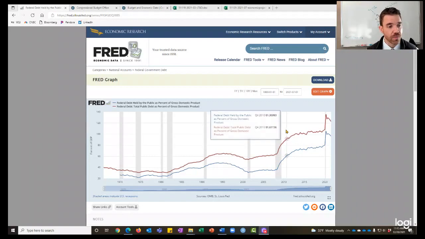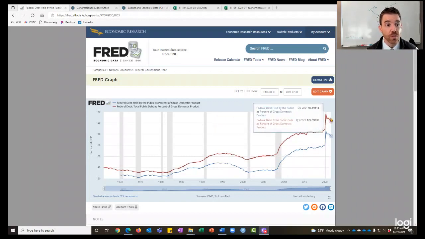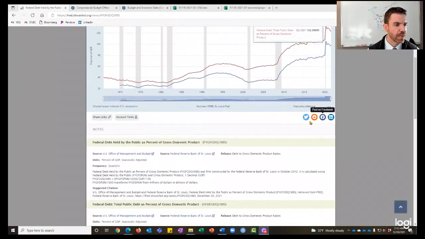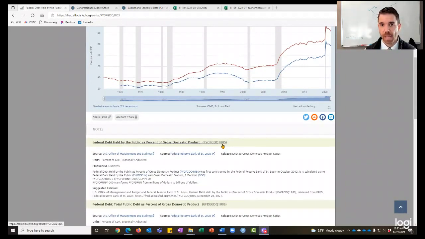What's nice about FRED is if you hover over, you can see what the most recent value is. For the third quarter, it's at 96.19. In the future, where do you get that from? Ticker is right there for you, okay? That's the ticker on FRED for your target variable. FRED is a great resource, but it's not the only resource.